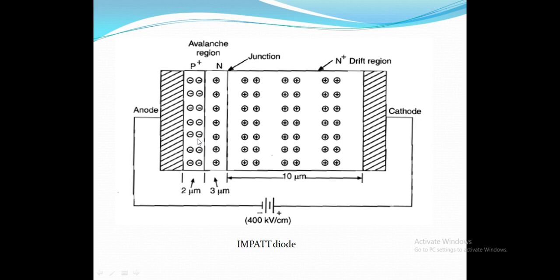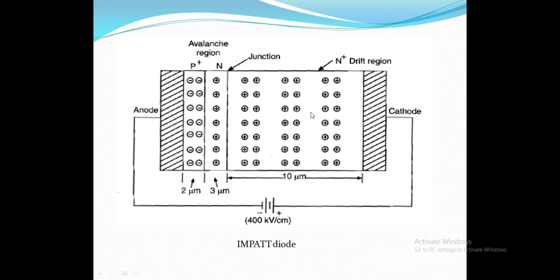Firstly, the drift region, and secondly, the avalanche region. These two regions provide different functions. The avalanche region creates the carriers, which may be either holes or electrons, and the drift region is where the carriers move across the diode, taking a certain amount of time dependent upon its thickness.